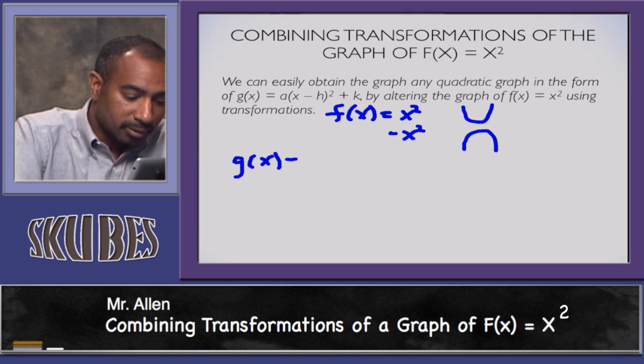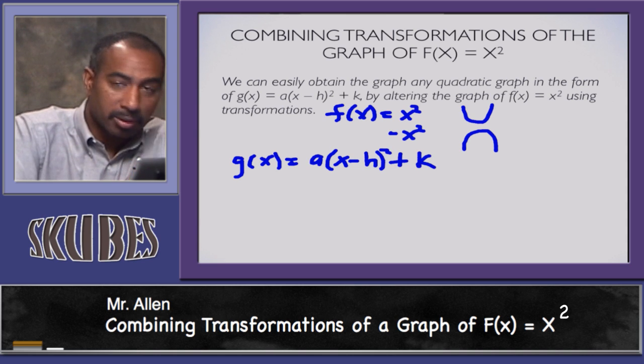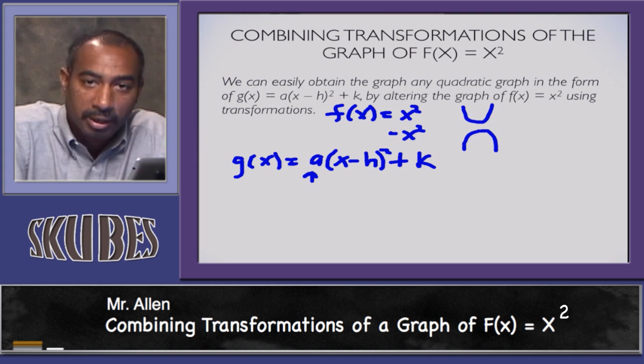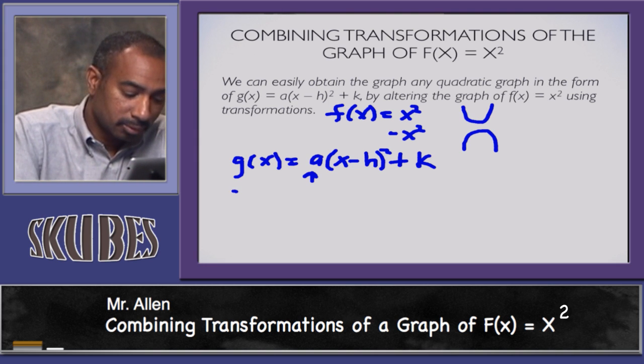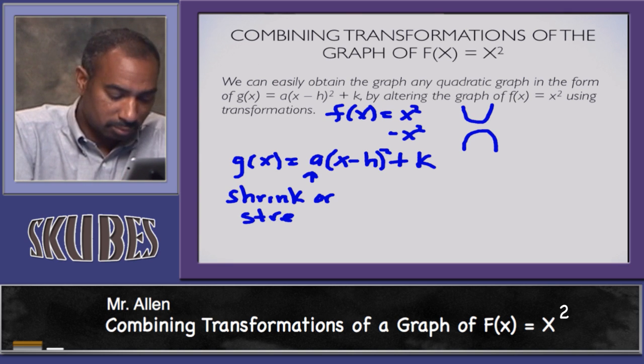G of x, you can obtain the same graph with this formula if you know what each part represents. For example, this coefficient a tells you how far to either shrink it or to stretch it. So you can put shrink or stretch.